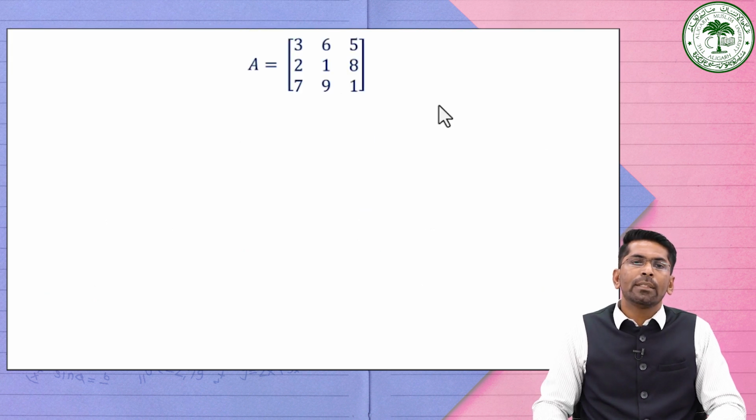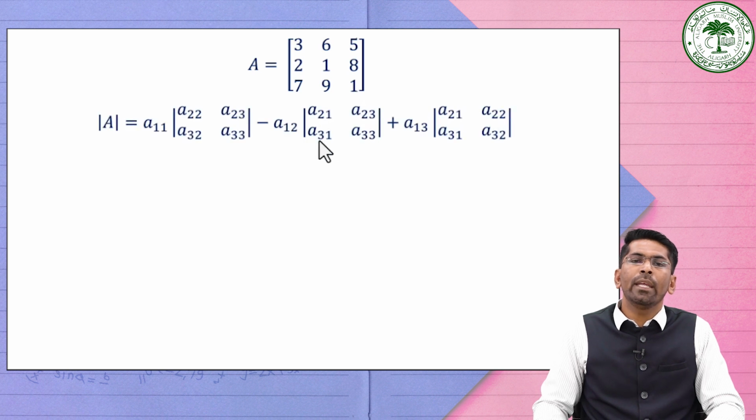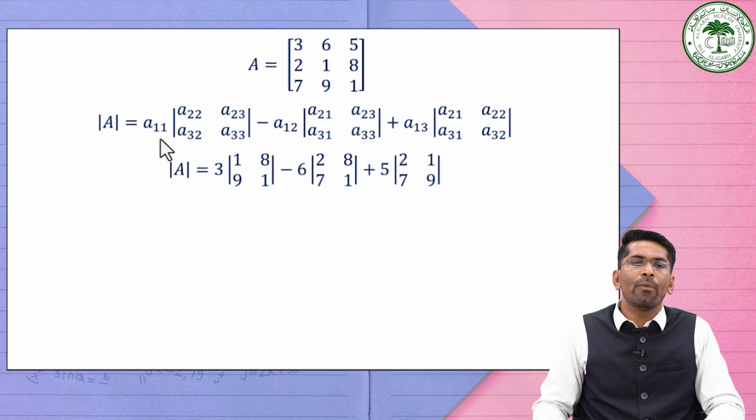Consider one example. Matrix A is equal to 3, 6, 5, 2, 1, 8, 7, 9, 1. We have a 3 by 3 matrix and we want to find the determinant value here. First we write this matrix in this format. Consider the first element, A11, which is equal to 3. Cancelling the first row and first column, what remains is 1, 8, 9, 1. Then a minus sign.